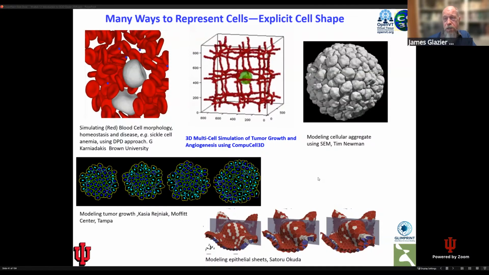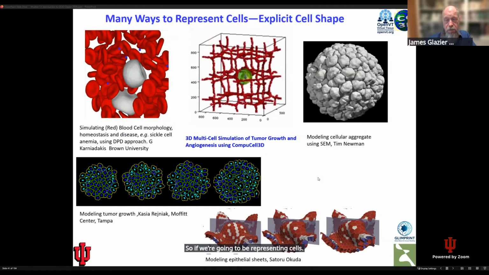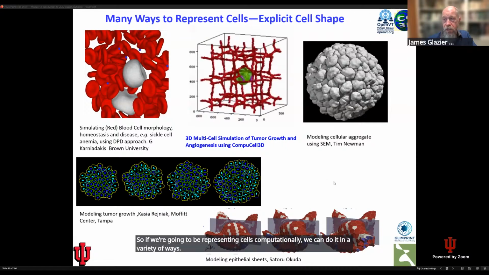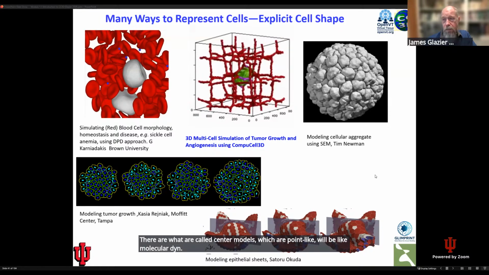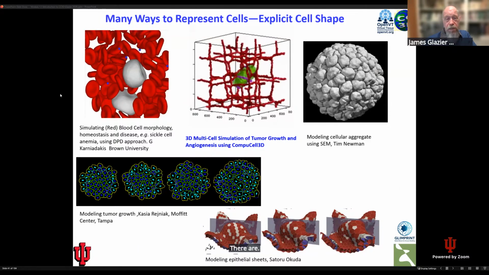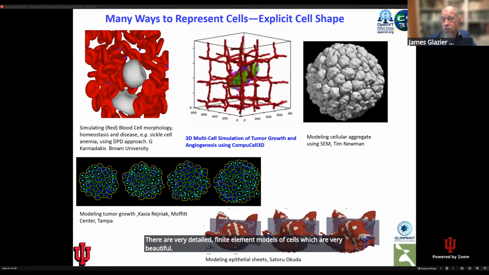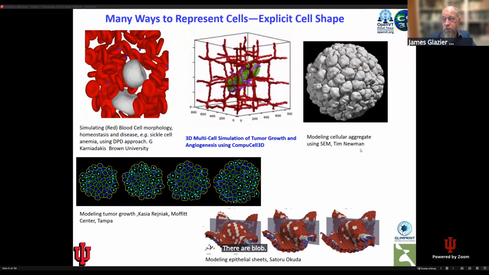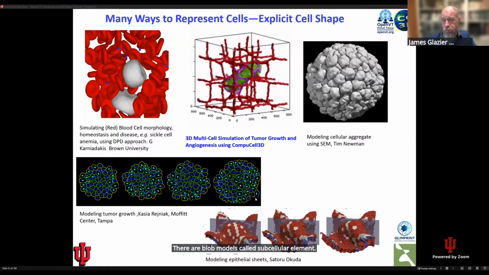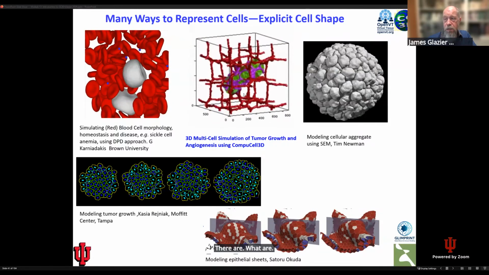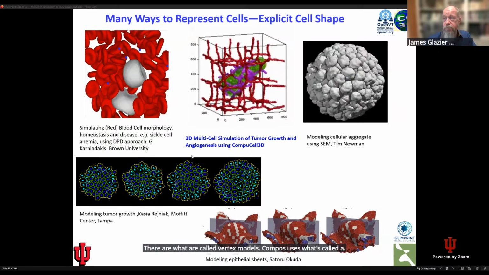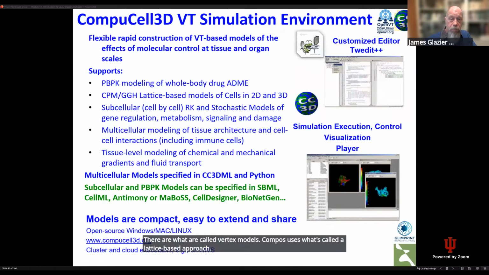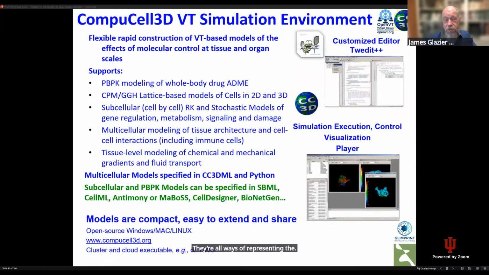So if we're going to be representing cells computationally, we can do it in a variety of ways. There are what are called center models, which are point-like, like molecular dynamics models. There are very detailed finite element models of cells, which are very beautiful. There are blob models called subcellular element models. There are what are called vertex models. CompuCell uses what's called a lattice-based approach. They're all ways of representing the shapes and behaviors of cells mechanically.